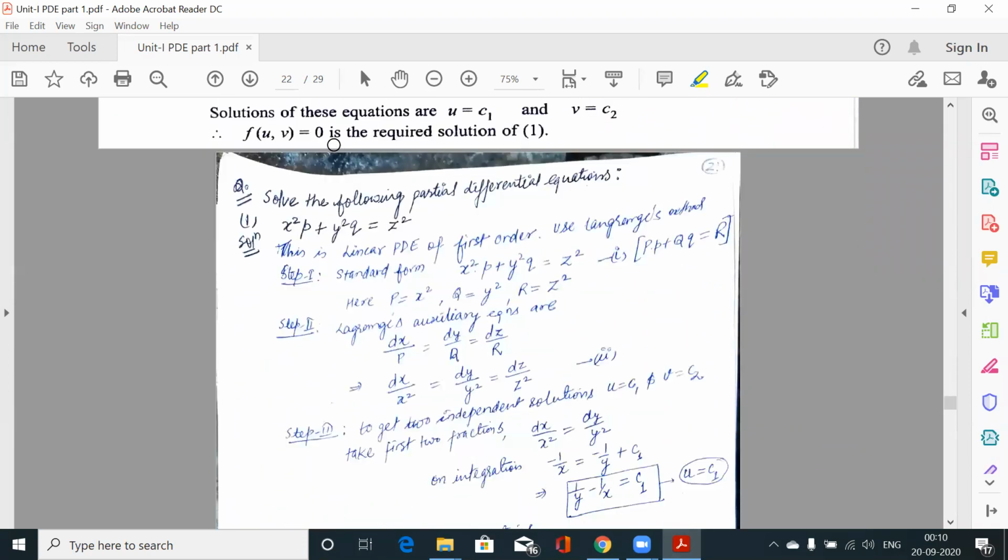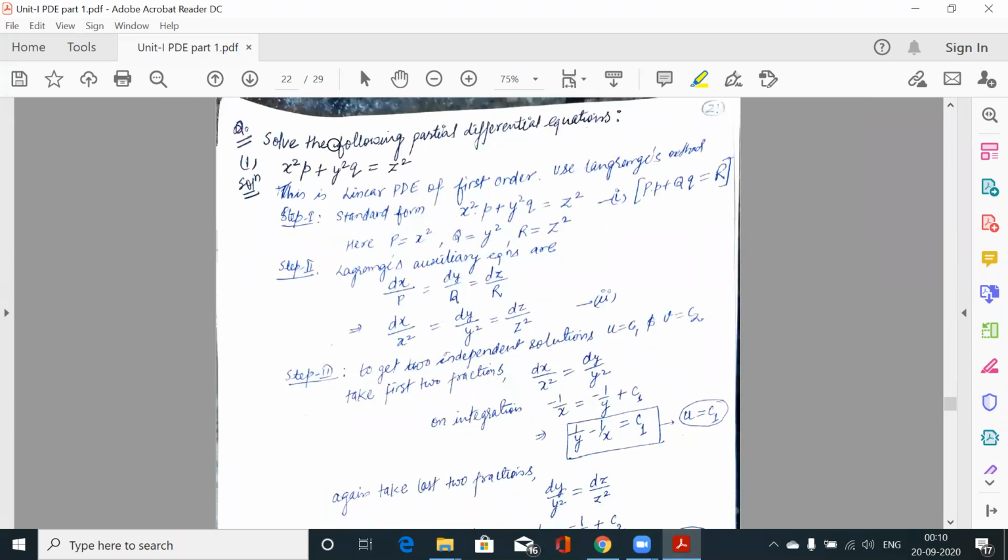Now the questions. Whatever the process is, we can make it more clear only by solving questions. This is the only method to remember the process or to make the process easy, because the four cases were very complicated to understand without any examples. So now, one by one, we'll work through examples to make every case clear, how to get two solutions. So this is our first question. The question is: solve the following partial differential equations.